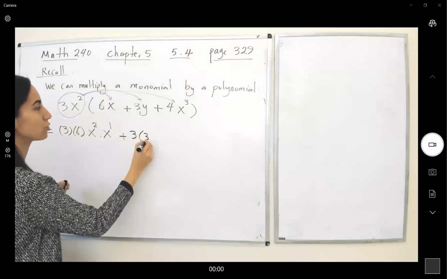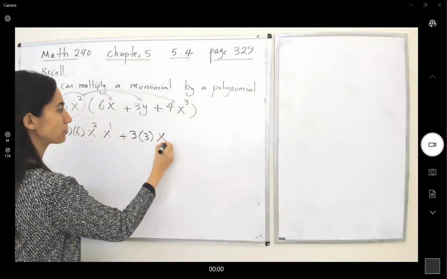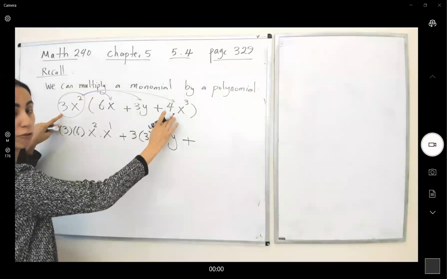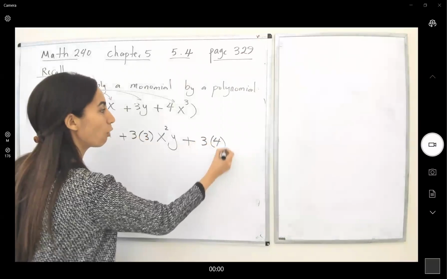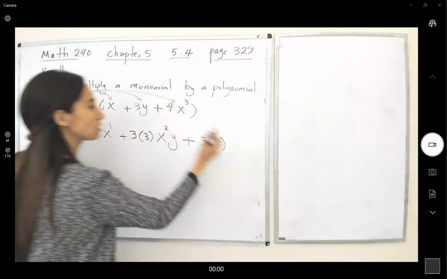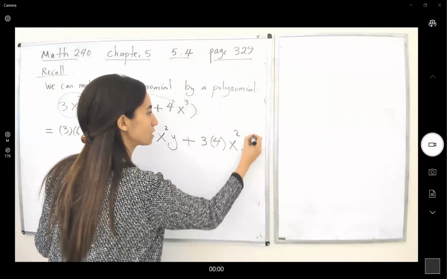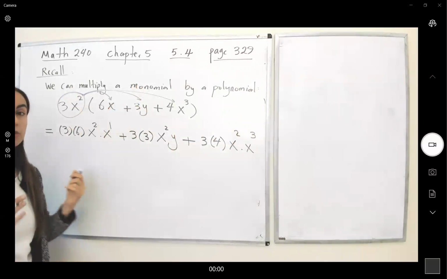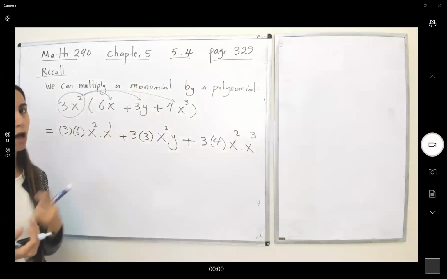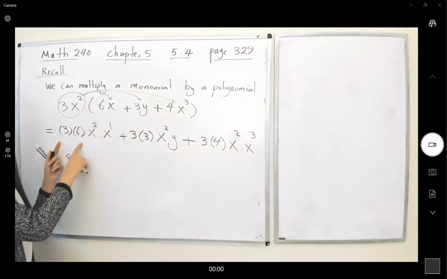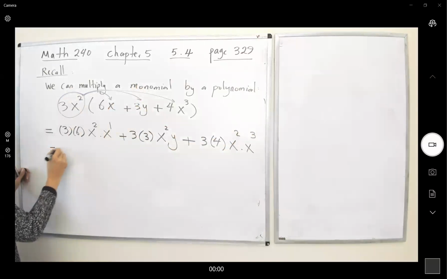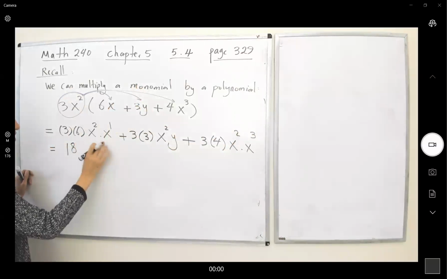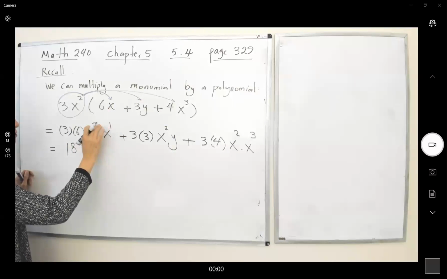So let's multiply these two here. X squared times y, plus 3 times 4, so we multiply the coefficients, the numbers, x squared times x cubed. There you go. So now we're trying to simplify this as much as we can. What do I mean by that? You have 3 and 6. We can multiply these two numbers, 18. And here you have 2 x variables with different exponents.